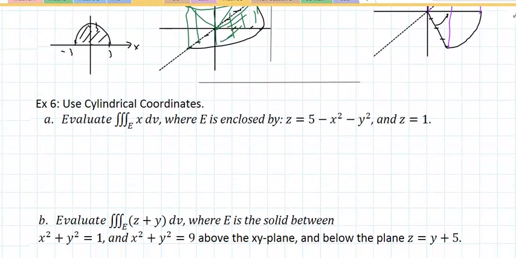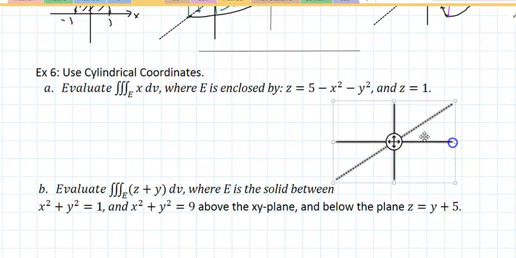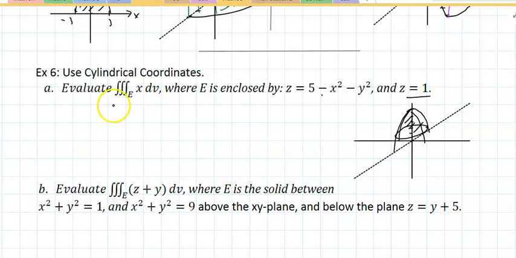Use cylindrical coordinates. Evaluate. I'm going to set up the integral. Well, again, the graph is a big deal. This is saying z equals 5. 1, 2, 3, 4, 5. But then I'm going to cut it off at z equals 1. So we're talking about this solid.